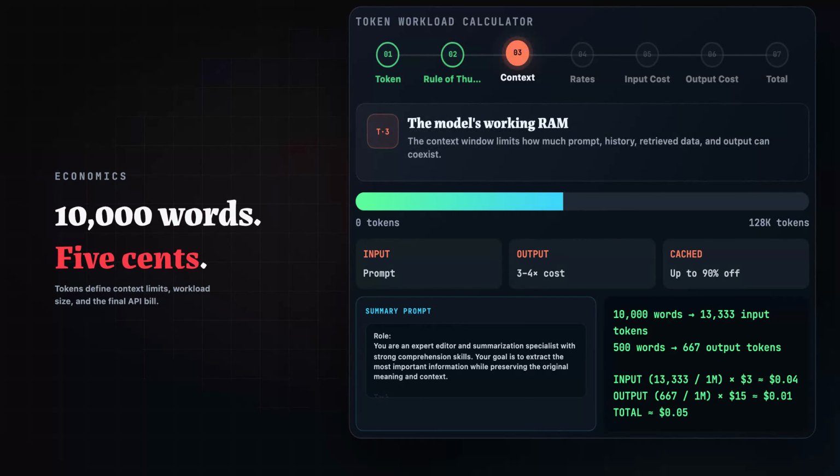Context window is the working RAM capacity of your model, how many tokens it can read in a single turn before earlier details drop out.